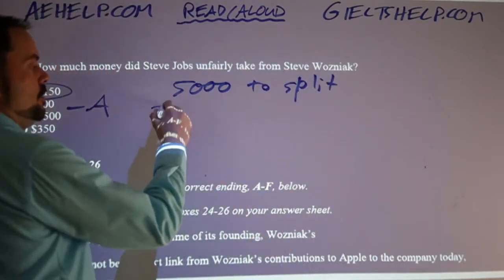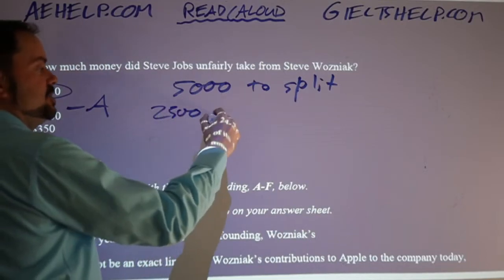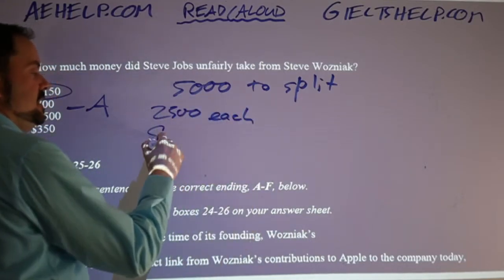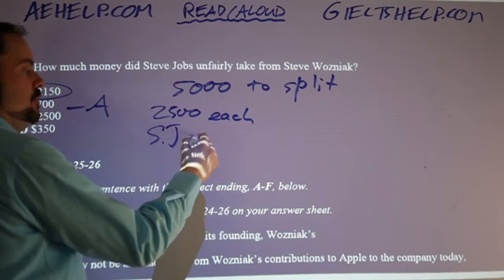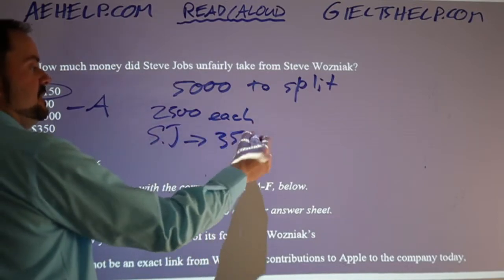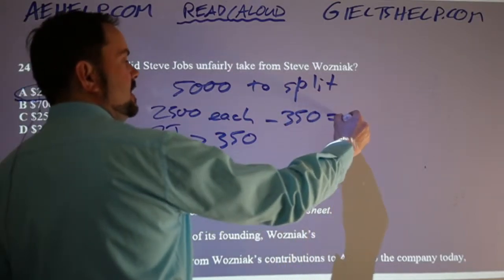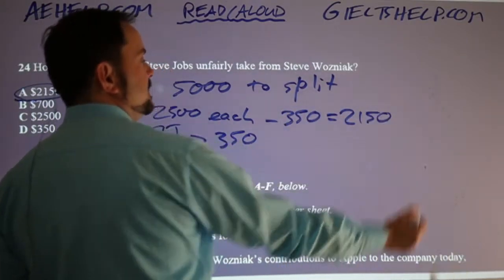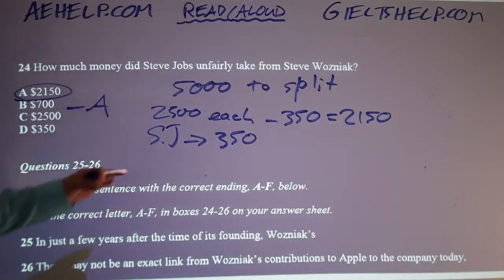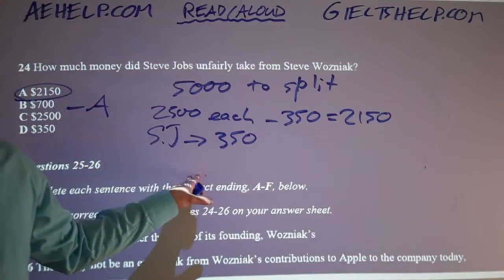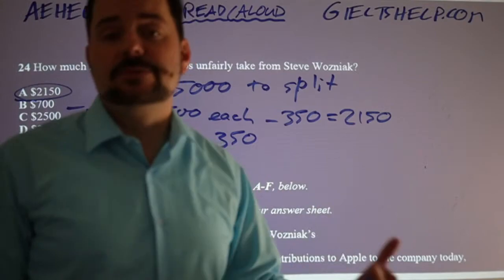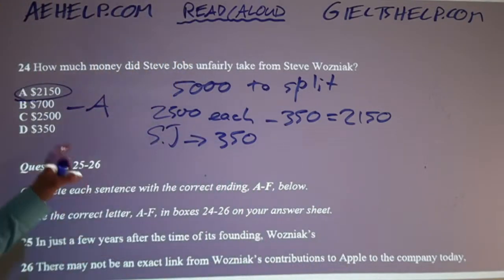Okay, so it would have been 2,500 each. But Steve Jobs only gave Wozniak 350. So 2,500 minus 350 equals 2,150, right? And that's pretty clear from the paragraph. Like, you don't have to really go back and read that, I don't think. You can kind of figure that out.